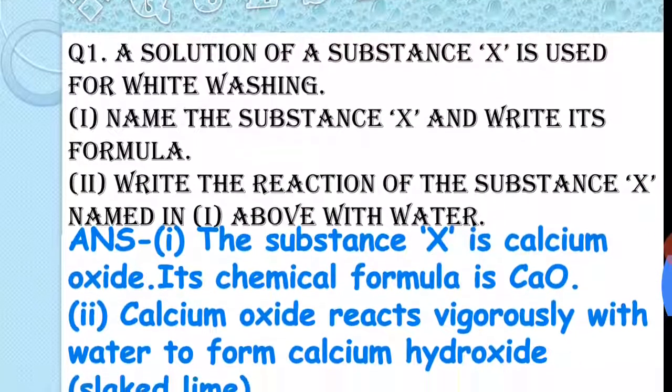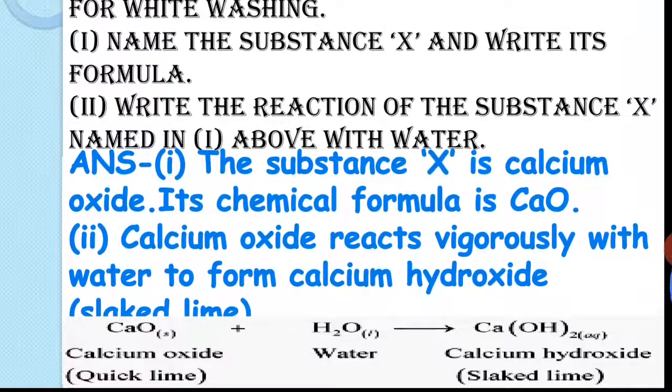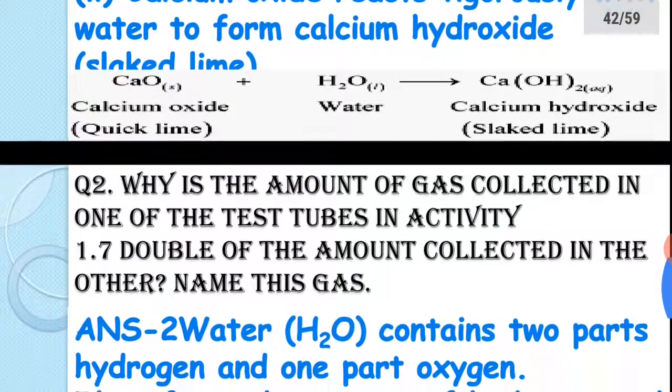Now assignment: a solution of a substance X is used for whitewashing. Name the substance and write its formula. Write the reaction of the substance named above with water. Answer is calcium oxide. Calcium oxide forms calcium hydroxide when reacted with water. Question number 2.